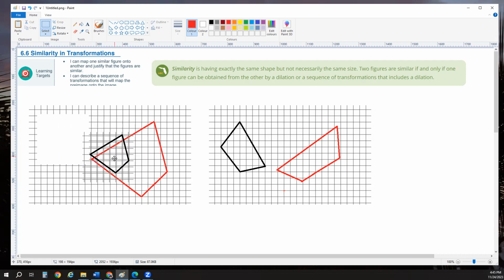So let me check this angle and this angle. Well, that angle and that angle line up pretty well. This angle and this angle, they line up pretty well. They're the same angle. This angle and this angle line up pretty well, and this angle and this angle line up very well. All right, now let me unclick off of this.